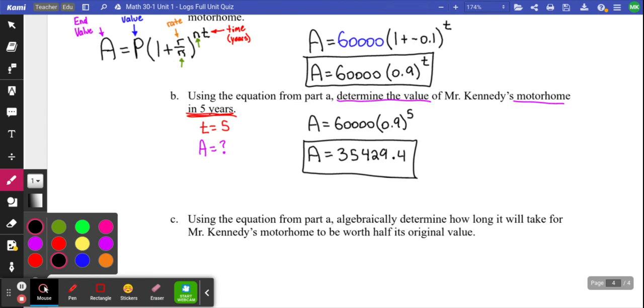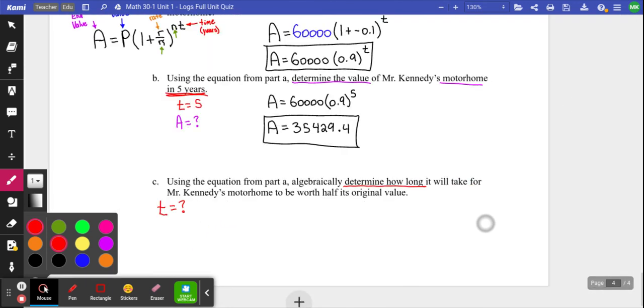Part C, using the equation from part A, algebraically determine how long it will take for Mr. K's motorhome to be half its original value. Okay, it asked me for how long. Determine how long. That means I'm looking for time. So it means it should have given me an A value, right? Because that's my other variable. So how long will it take for the motorhome to be half its original value? Well, it was worth 60,000. Half of 60,000 is 30,000.